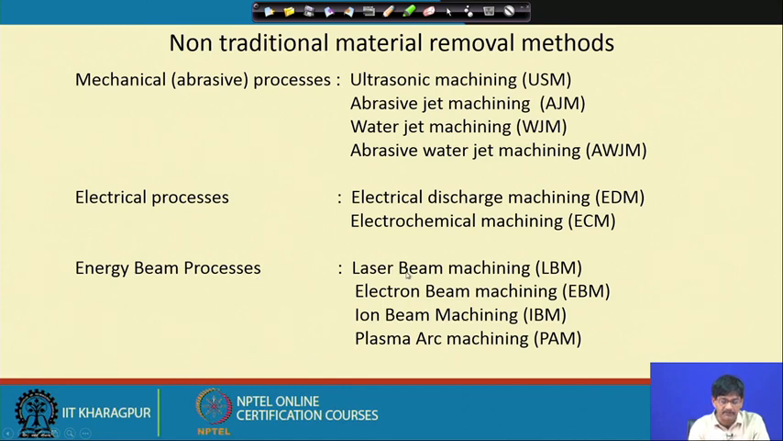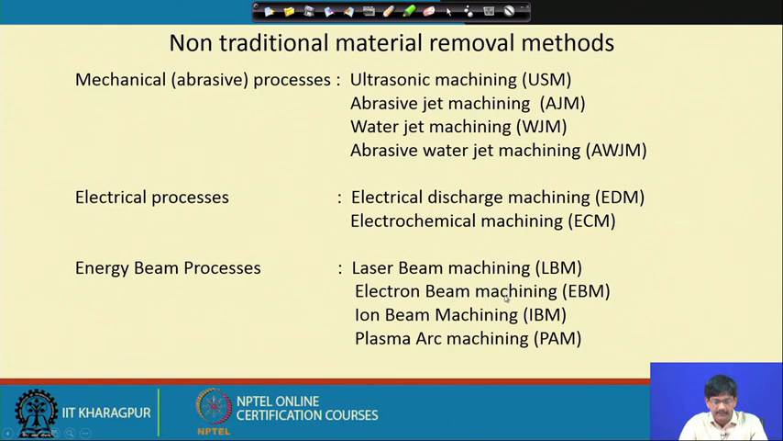Energy beam processes include laser beam machining, where laser light, which is light with a definite phase relationship between each and every photon carried in the beam, is focused to a very small spot so that a very high energy density is attained, and this is used for removing material.